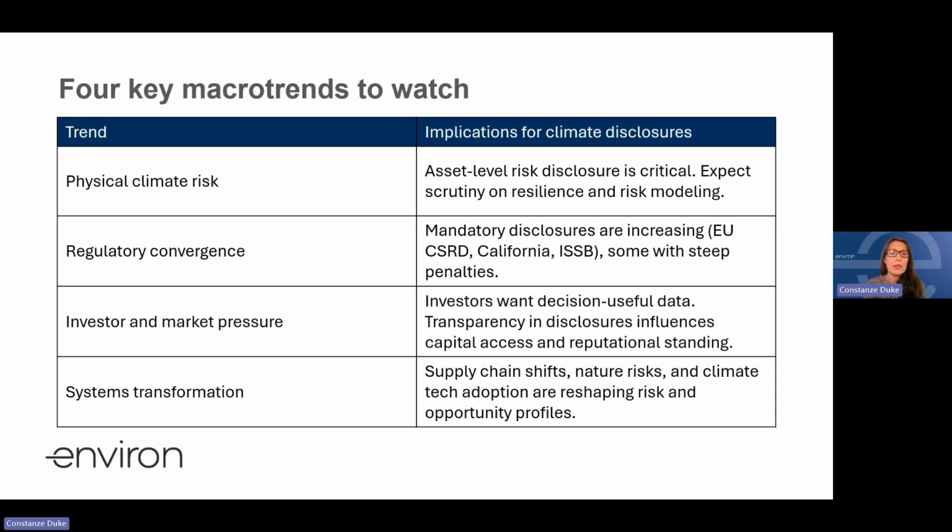horizons. Then we have regulatory convergence. Laws like those in California are being considered by other states as well, including Washington, New York, and Illinois. And of course, globally, with the widespread adoption of the ISSB standards, that's the International Sustainability Standards Board. The second of the 2 standards they've published, IFRS S2, of course, being exclusively focused on climate disclosures.